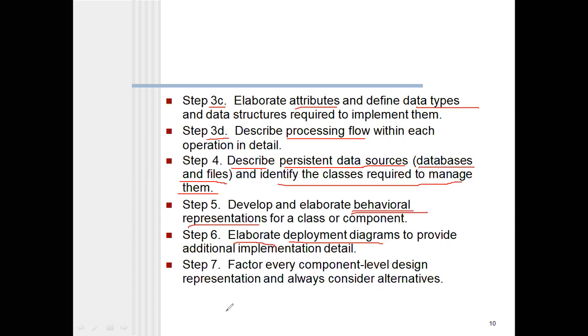And coming to the last one: refactor every component level design representation and always consider alternatives, which means refactoring. First of all, not only one representation here; better we take one or more representations for every concept. Why? Because if one is not 100% suitable, then we go for some other alternative one.